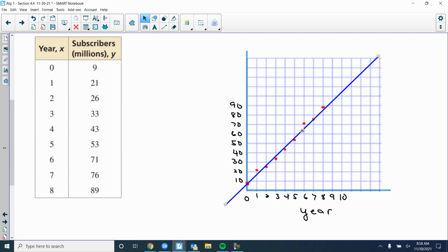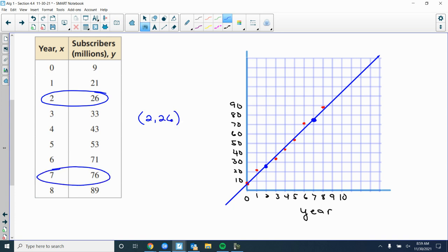Okay, I like that. Here's 2 points I want to use on that line. Right here and right here. Okay, so go ahead and sketch in a line. And I hit the 3rd point and then the next to the last point. 2, 26 and 7, 76. So let's write down those points. So I use this one, 2, 26 and 7, 76.